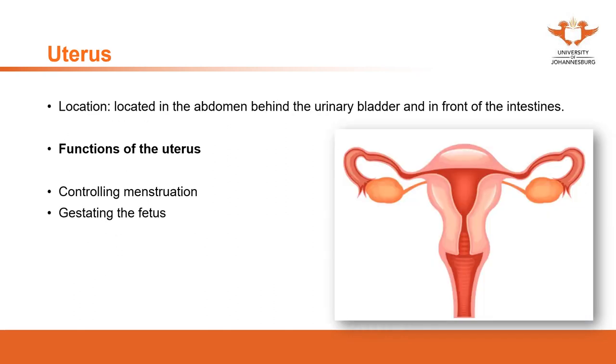Next, we're going to introduce the uterus. The uterus is located in the abdomen behind the bladder and in front of the intestines in ladies. The function of the uterus is controlling the menstruation and gestating the fetus. So that's where the baby grows. That's the main function of the uterus.